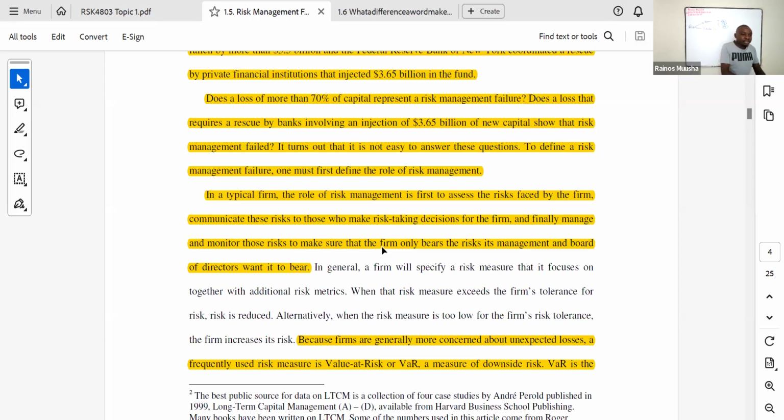Then, after being given this range of risk exposures that the organization should strictly adhere to, it is the duty and the responsibility of the risk manager to ensure that the activities done within the organization fall within the set risk limits. So that would be the duties and responsibilities of the risk manager.